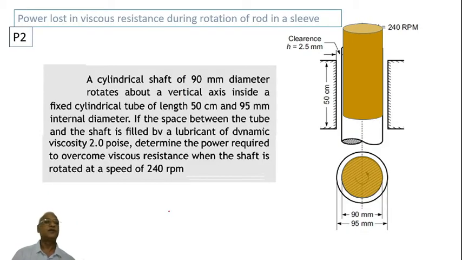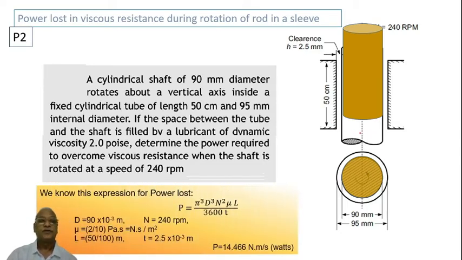We'll go to the next one. So here, power lost in viscous resistance during rotation of a rod in a sleeve. There is a 50 centimeter sleeve, and this rod is rotating inside it. The power lost will be given directly by an equation like this. We'll see the problem now so that we can note down all the details.